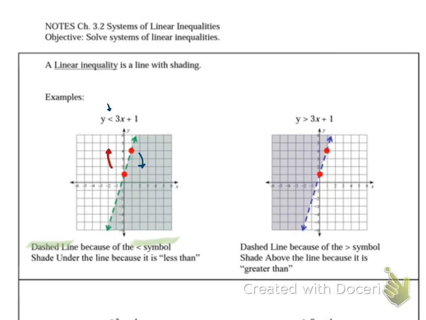Because it's dashed, because it's less than, we shade below. If it was less than or equal to, we would shade below, but we would also make it solid. Here it's greater than, so we shade above the line. There's no greater than or equal to, so we make it dashed.